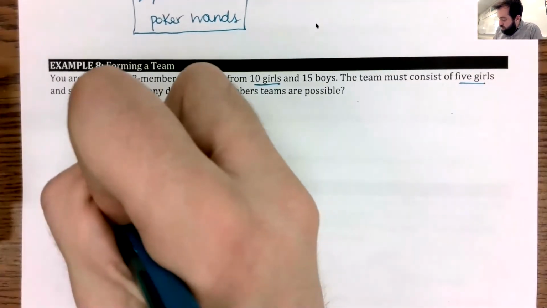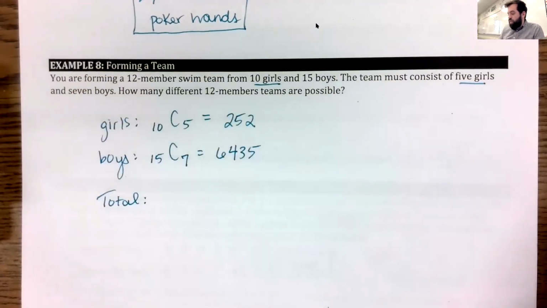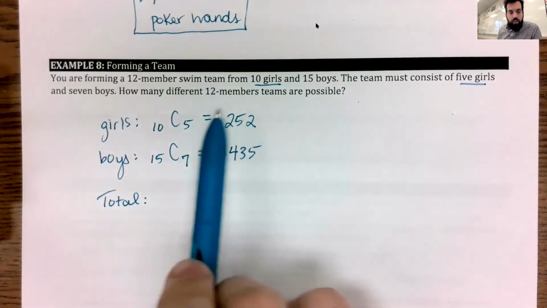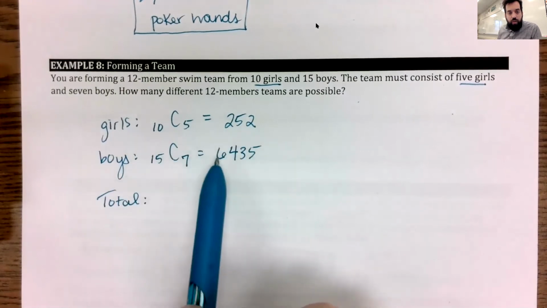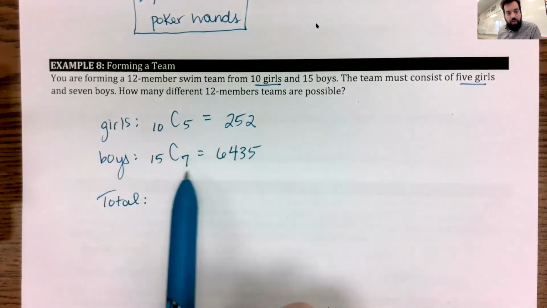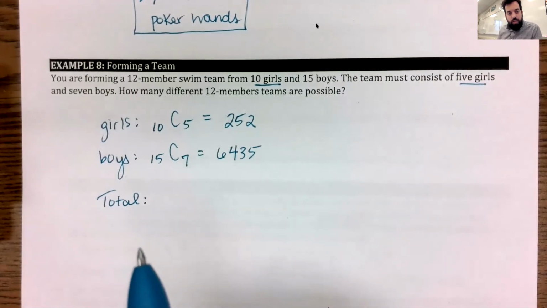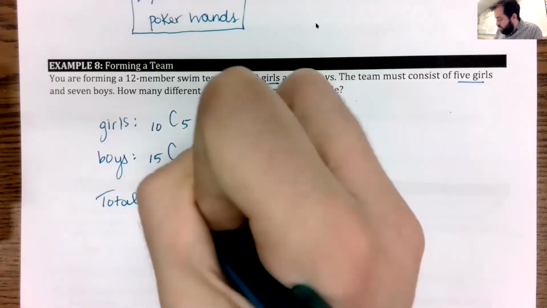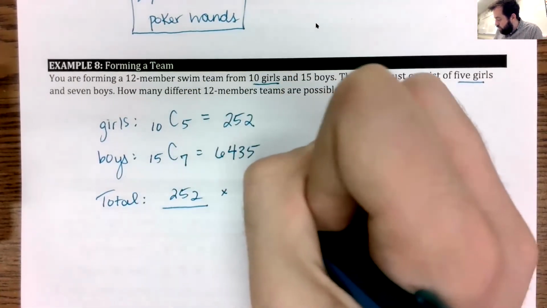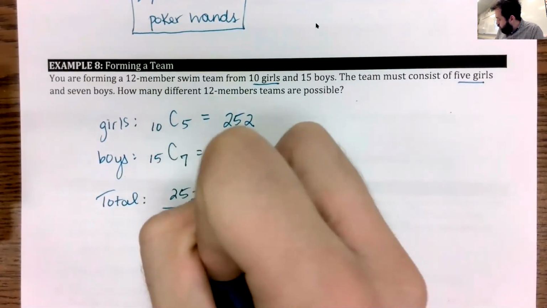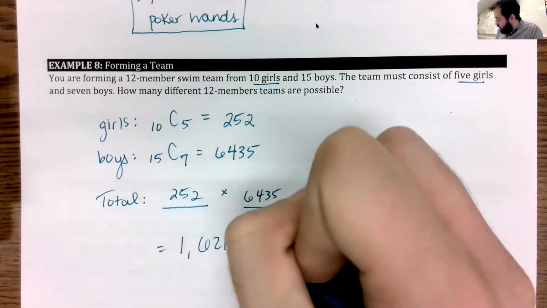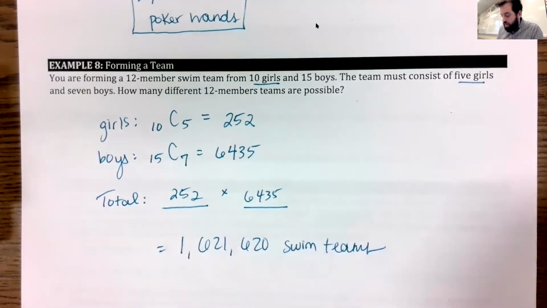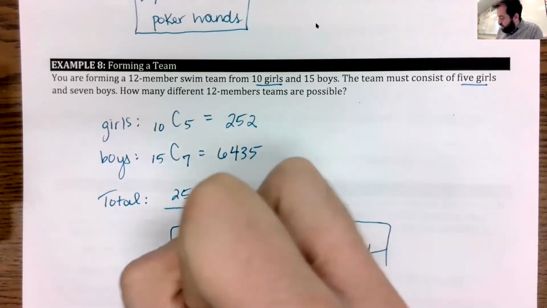And for the total, for every one of these 252 options for the set of 5 girls, they could be paired with all 6,435 sets of 7 boys, and that would be a different team, right? So we're going to have 252 times 6,435. So we get 1,621,620 different swim teams. And that's how you do it.